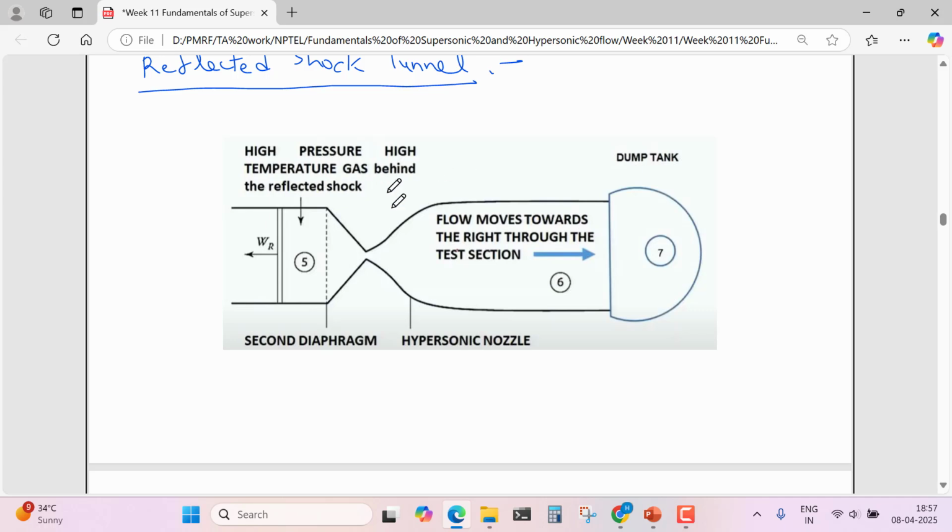So what will happen is that just behind the reflected shock wave there will be high pressure, high temperature gas. Due to this high temperature and high pressure gas, the secondary diaphragm will burst. And when this secondary diaphragm bursts, the high pressure and temperature gas will be expanded through this nozzle. And this expanded gas will be used as a test gas in the test section. This is the working principle of a reflected shock tunnel.